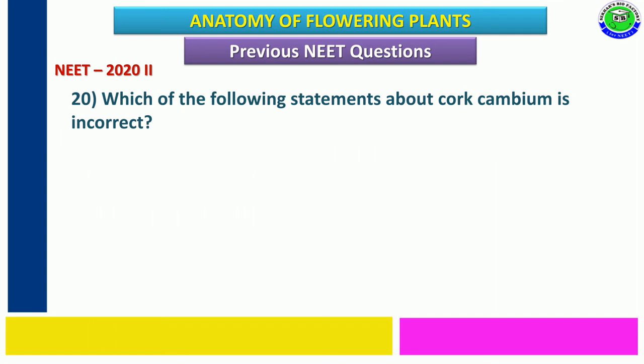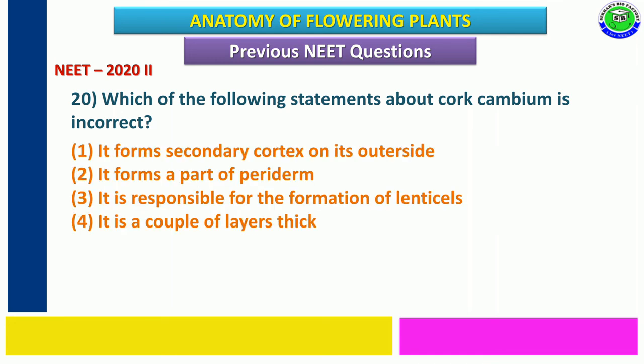NEET 2020 Phase 2. Question number 20. Which of the following statement about cork cambium is incorrect? First option, it forms secondary cortex on its outer side. Second option, it forms a part of periderm. Third option, it is responsible for the formation of lenticels. And fourth option, it is a couple of layers thick.